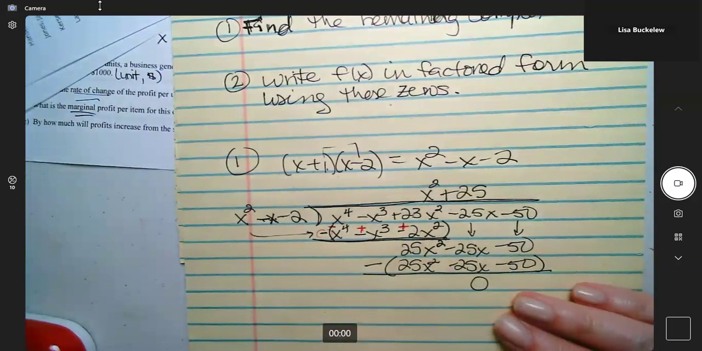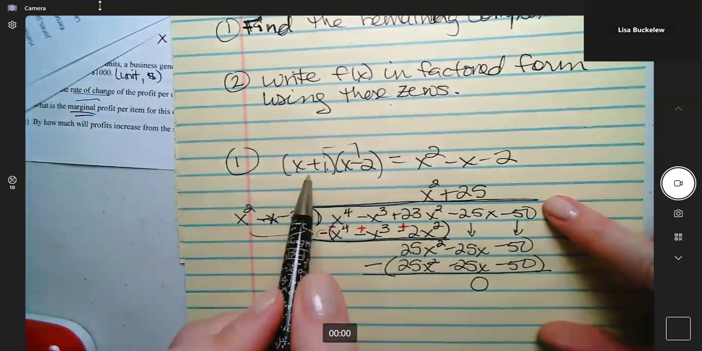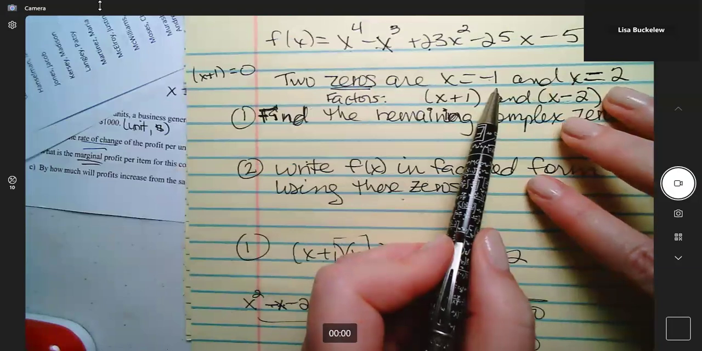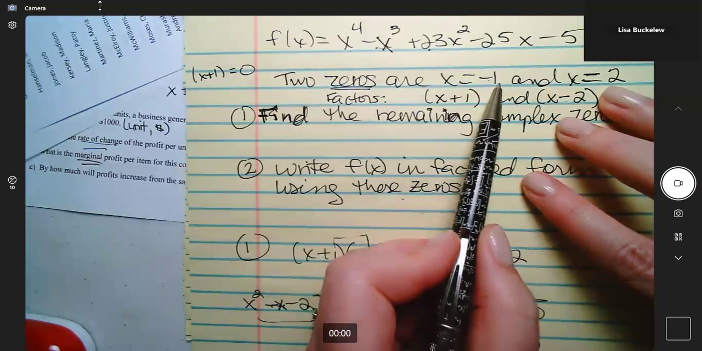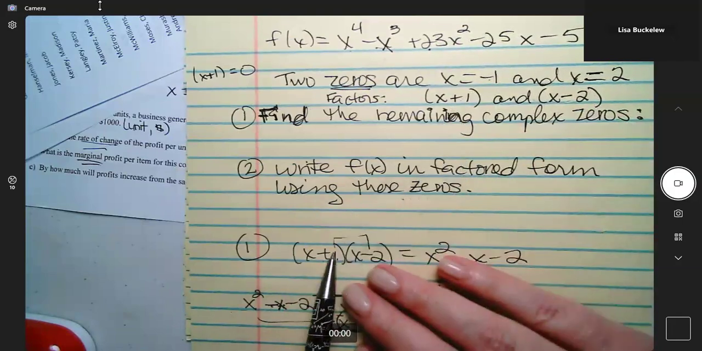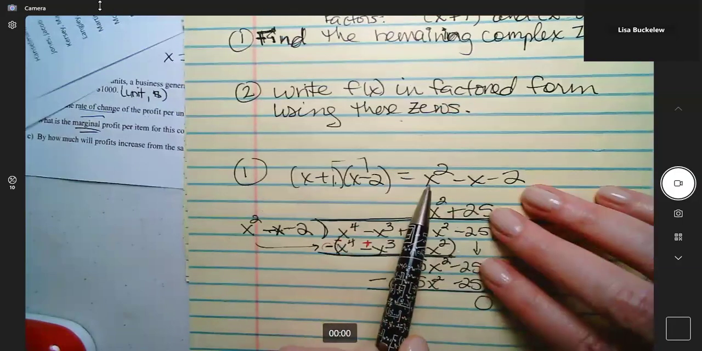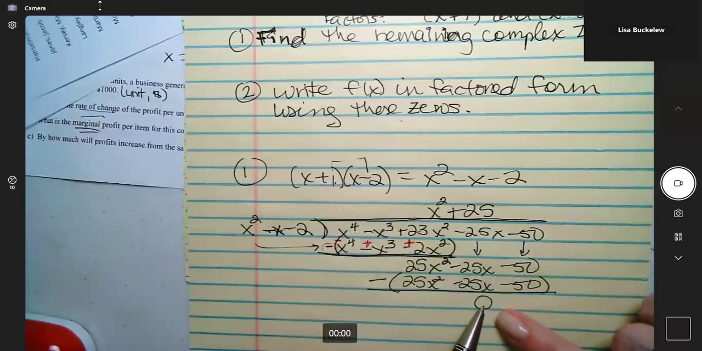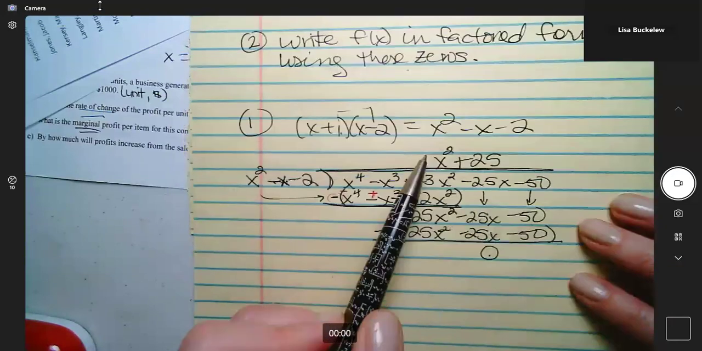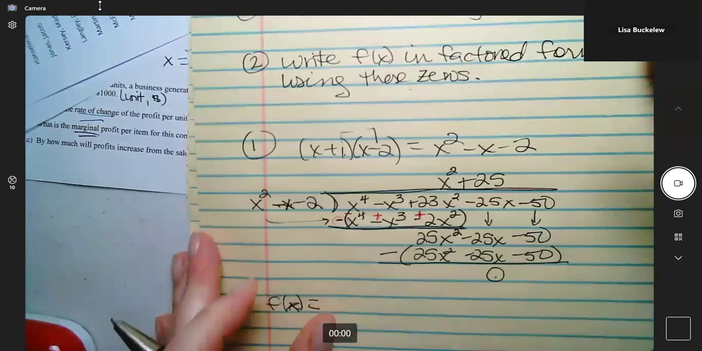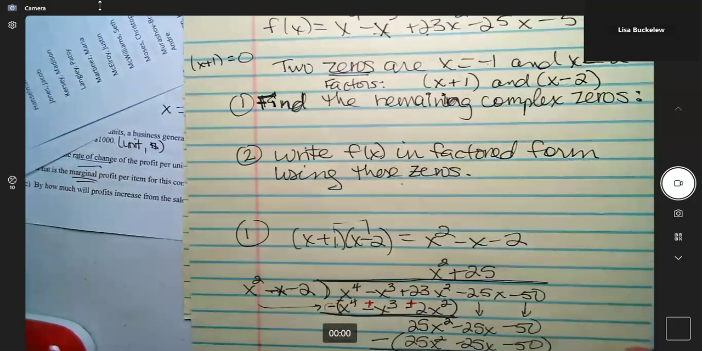That means there is no remainder, which means they did not lie to us about these two zeros, what were they? Negative 1 and positive 2. If I showed the factors represented from those zeros and multiplied those factors together to get a bigger factor, this should divide evenly into the original polynomial, and it does. So right now, this is telling us the original polynomial, which I'm not about to write out again, that big long f to the fourth thing.